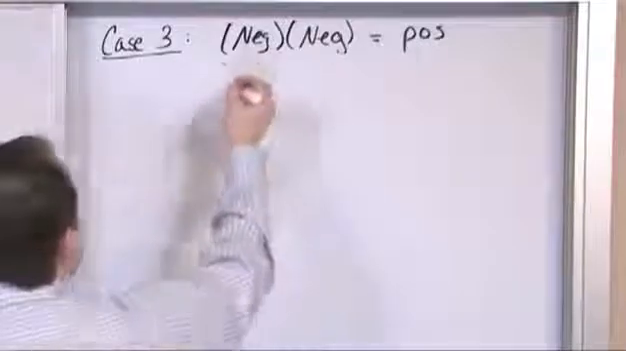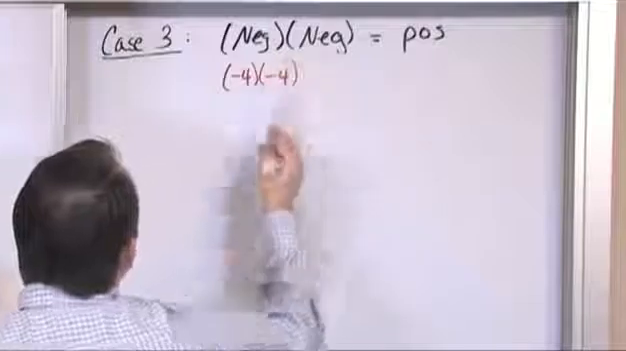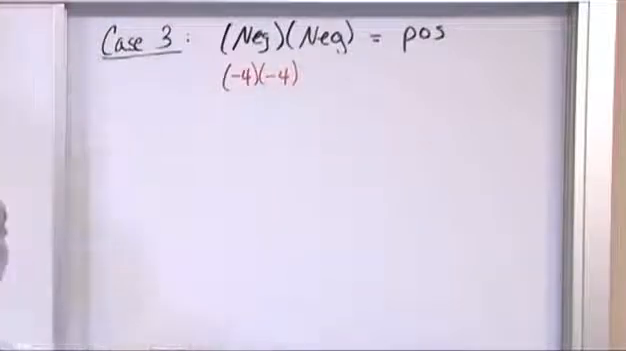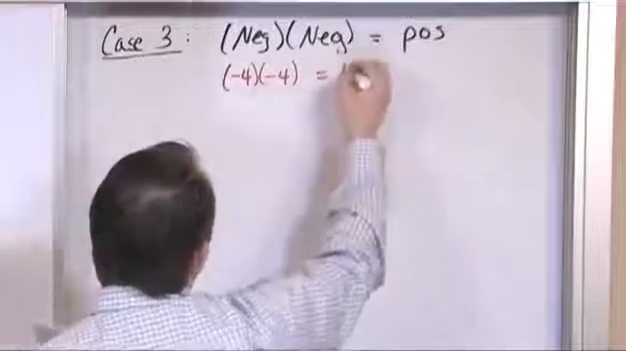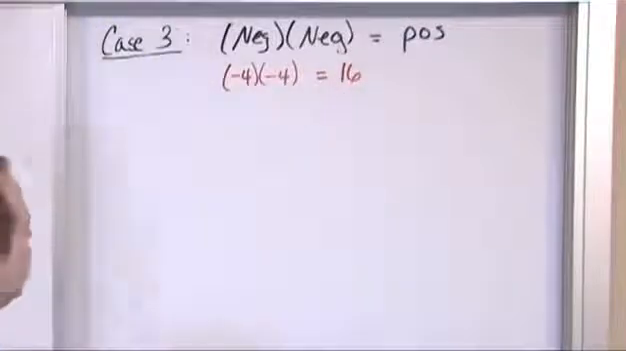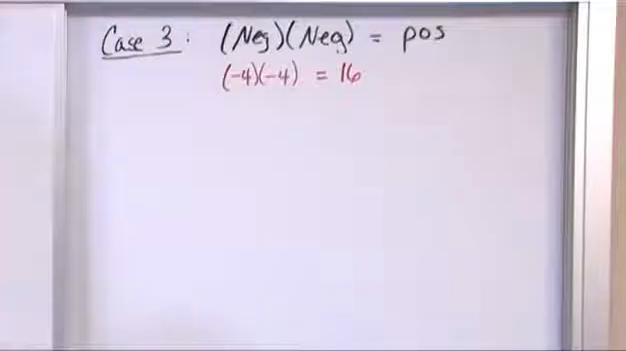One quick example, let's say we have negative 4 times negative 4. Well, I just multiply those together. 4 times 4 is 16, and because they have two negative signs, it's positive 16. I don't have to put any negative signs here because the answer is always positive when both of these are negative.